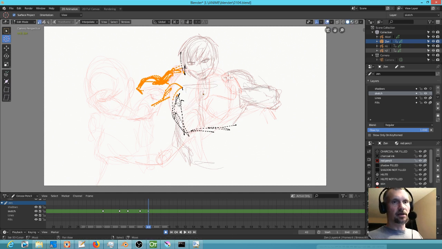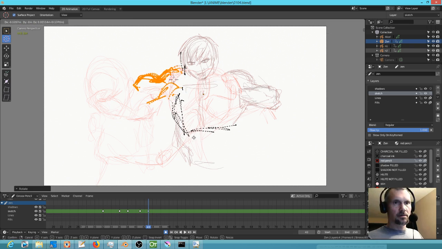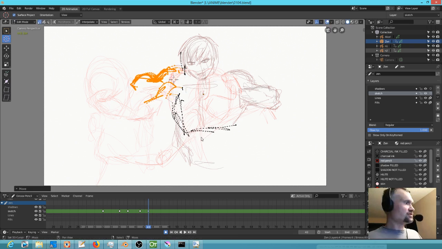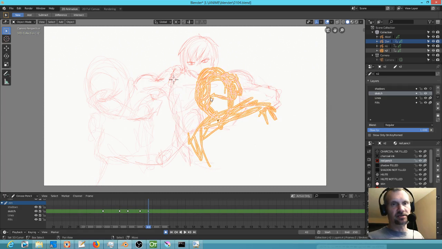But significantly, none of which is made any easier by having this character in a separate grease pencil object. So all in all, I'm actually kind of regretting that approach, but that's okay. Today, the whole point today is learning as we go.